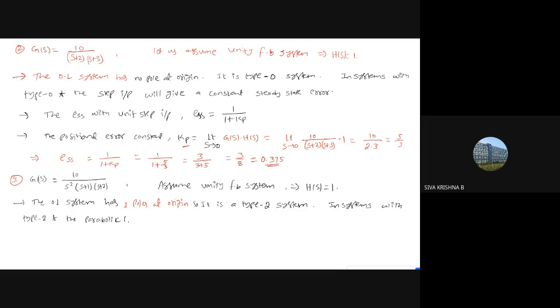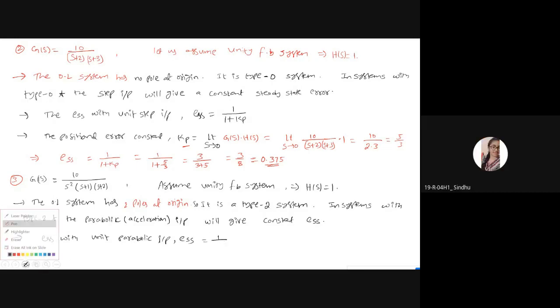Parabolic or acceleration input will give constant ESS. So that means ESS with unit parabolic input: ESS equals 1 by Ka.